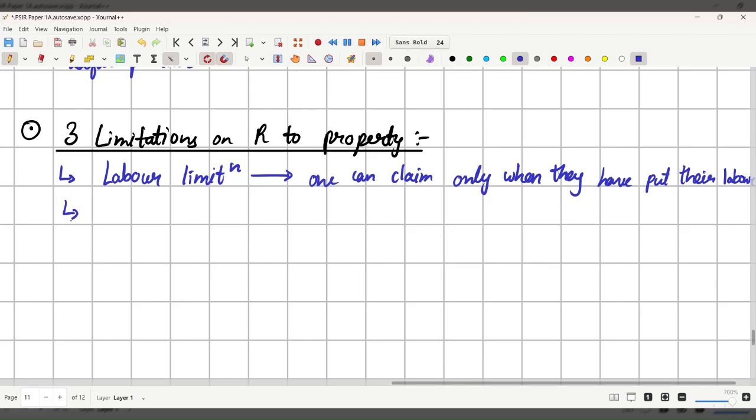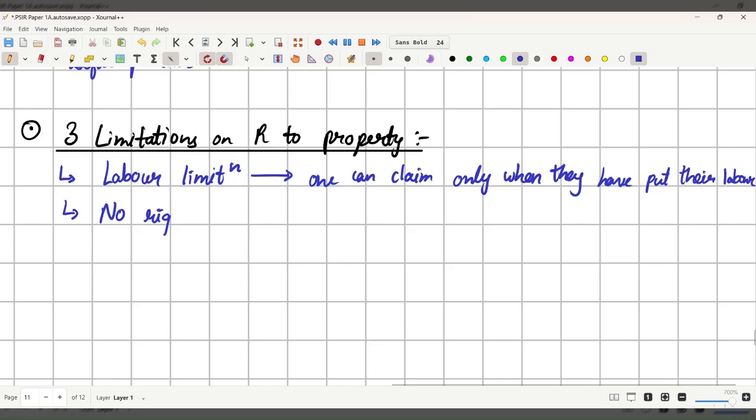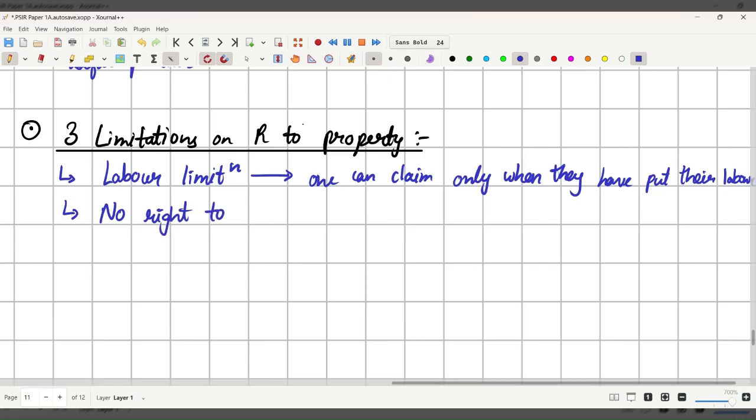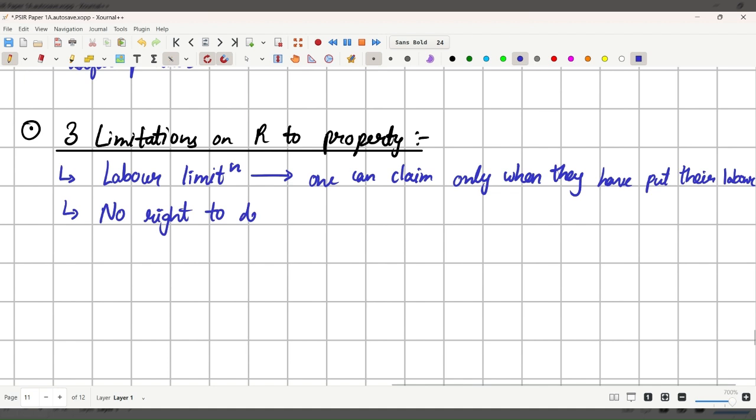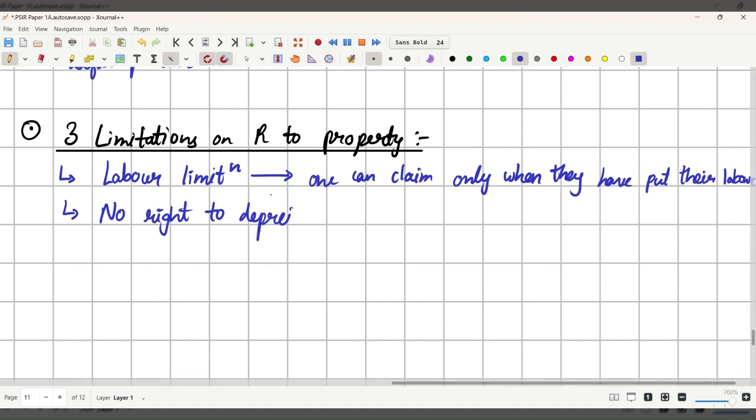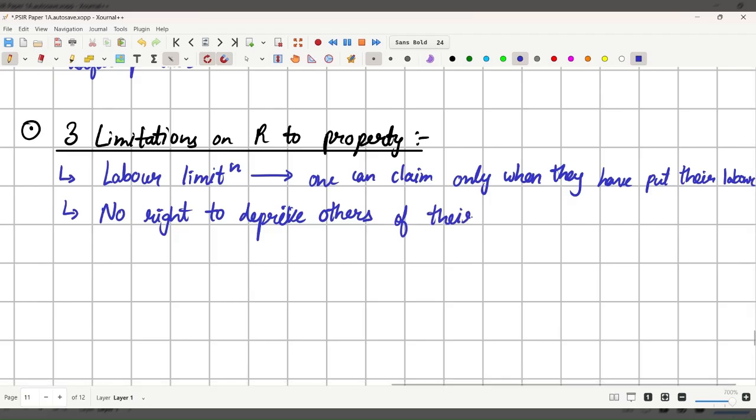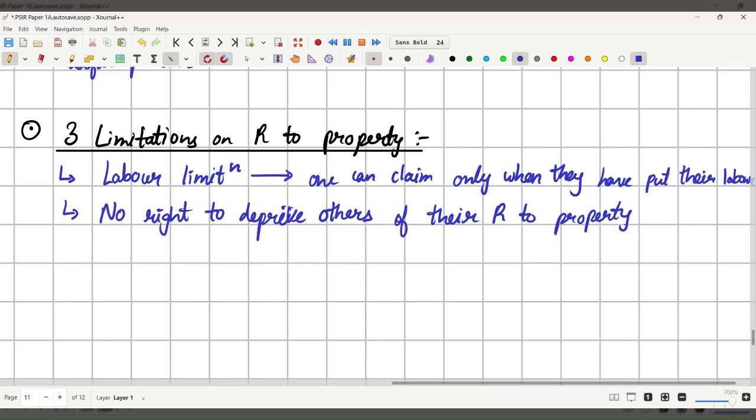Then the second limitation is the spoilage limitation. Basically, an individual has no right to deprive others of their right to property. So basically, one must leave enough and as good for others to ensure everyone can survive.